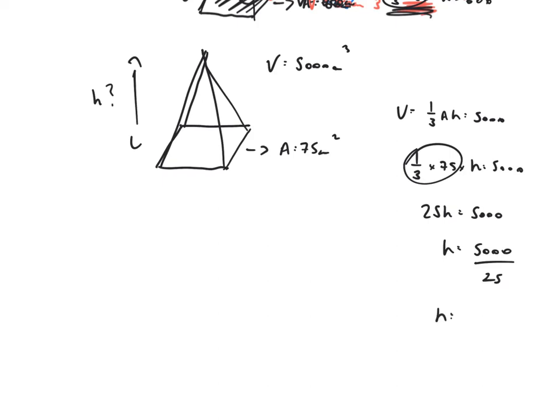Okay, so how do we do this quickly without a calculator? Well, how many 25s fit into 250? That would be 10. So how many fit into 500? That would be 20. So 5,000 then would be 200 centimetres.